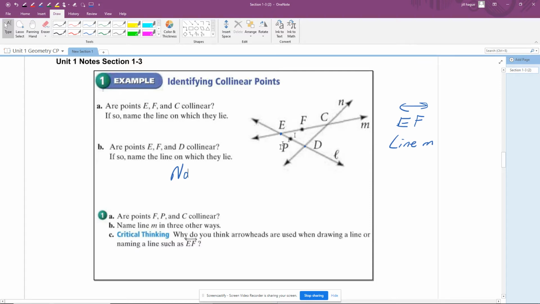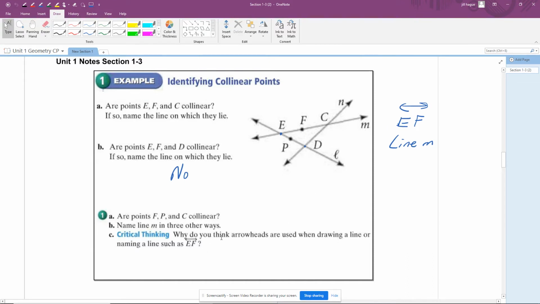Points F and P are collinear. F and C are, and even C and P are, but not F, P, and C, okay? Now, name a line M in 3 other ways. We kind of already did that, right? We talked up here about line M, and then we said it could be EF, FE, EC, CE, FC, CF, as long as you have that symbol on the top.